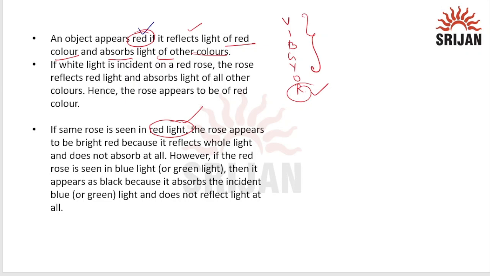Then there will be more red light in comparison to white light, because red light in that white light was only a component, but here you are giving it pure red light, so it will appear bright red. But if you see it in blue light or green light, what will happen? Then it will appear black, because the tendency of the object is to reflect red color and you are not giving it red light, so it is not reflecting any color. And if no color is being reflected back, then it will appear black.